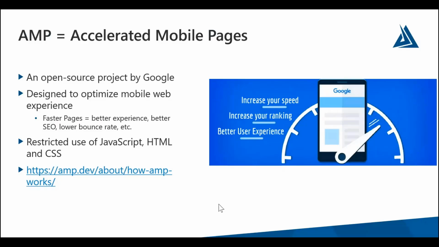AMP stands for Accelerated Mobile Pages, and it's an open source project by Google. The idea here is to optimize the mobile web experience. This centers around SEO and better experience. Faster pages mean lower bounce rates and higher conversions. So the goal here is optimization of mobile web pages, and the way this is done is with restrictions on the use of JavaScript, HTML, and CSS.